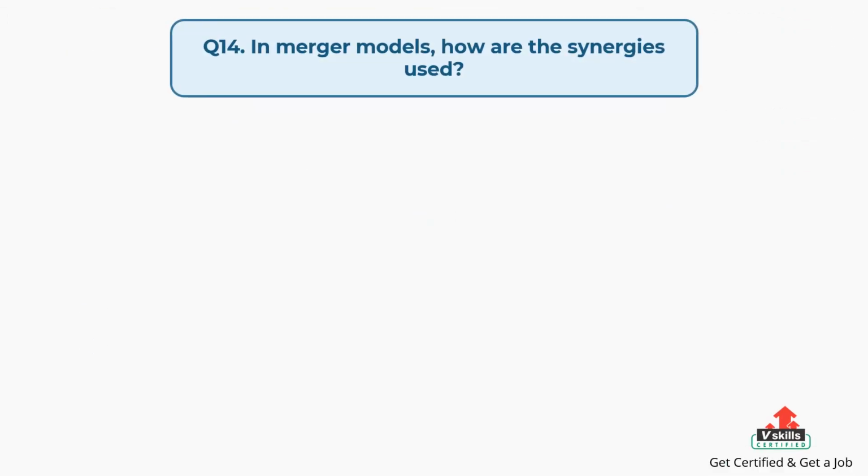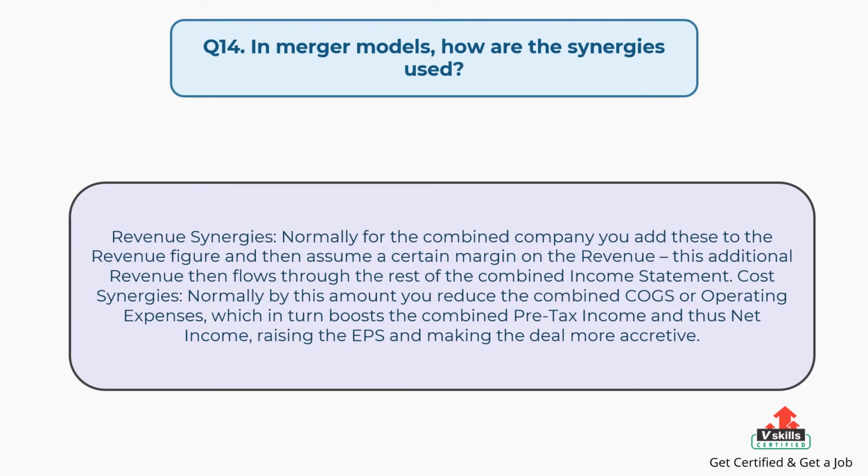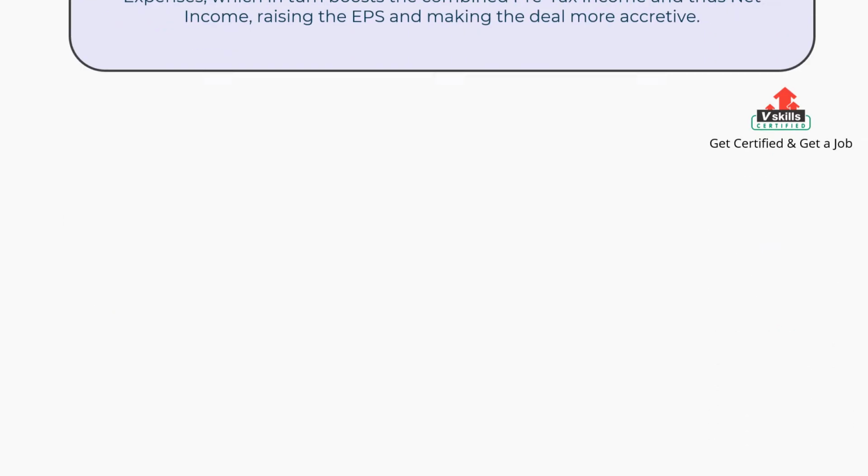Question number 14. In merger models, how are the synergies used? The answer is, revenue synergies. Normally for the combined company you add these to the revenue figure and then assume a certain margin on the revenue. This additional revenue then flows through the rest of the combined income statement. Cost synergies. Normally by this amount you reduce the combined COGS or operating expenses, which in turn boosts the combined pre-tax income and thus net income, raising the EPS and making the deal more accretive.